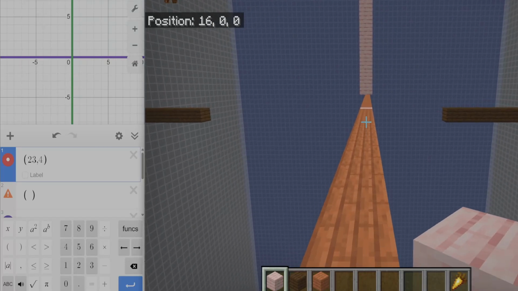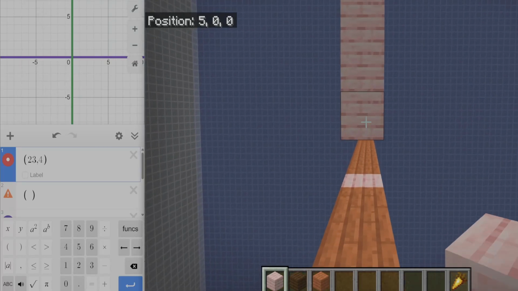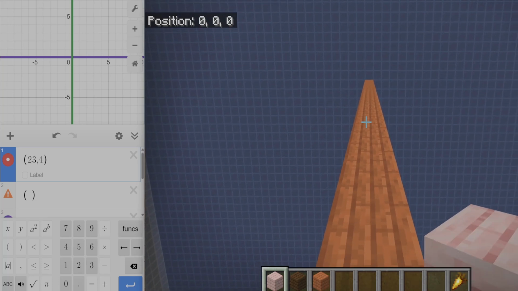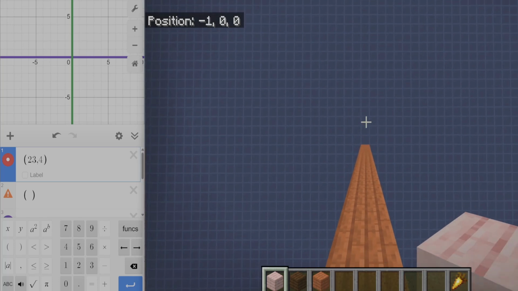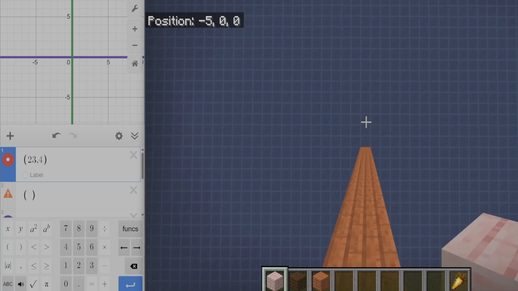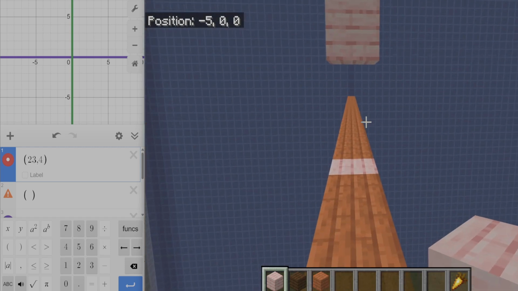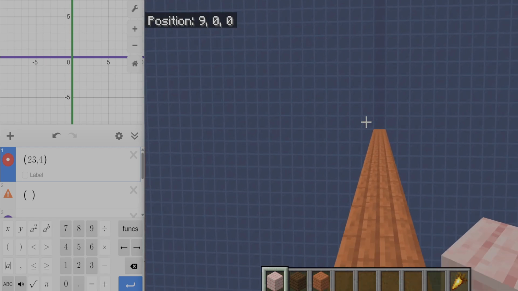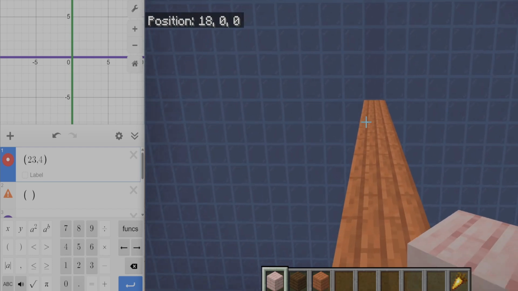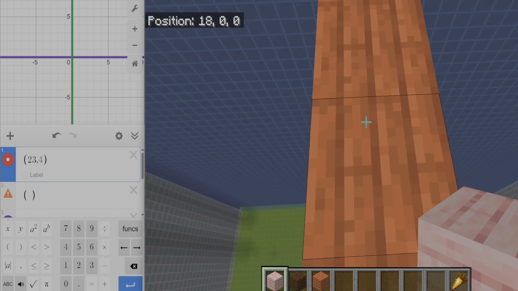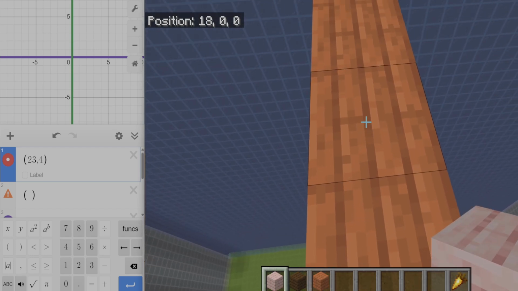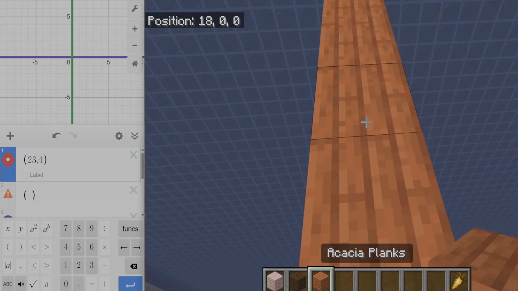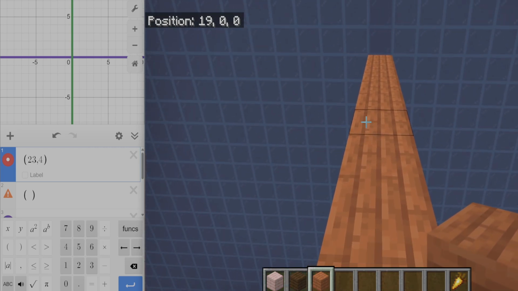Something you can do in Minecraft is use this XY coordinate plane to help you with addition and subtraction, right? If we move this way on the x-axis, it's subtraction. If we move this way on the x-axis, it's addition. So let's do 19. Whoops. Let's do 19 minus 5.